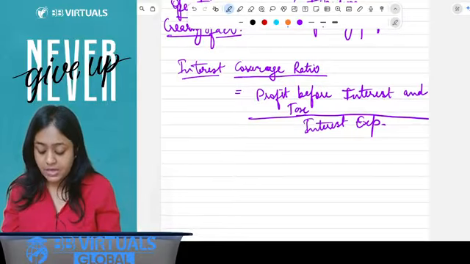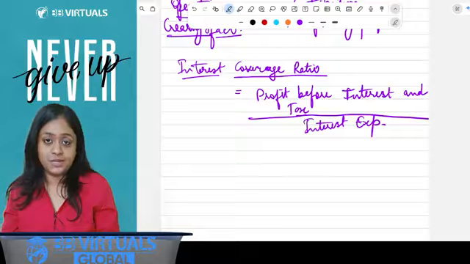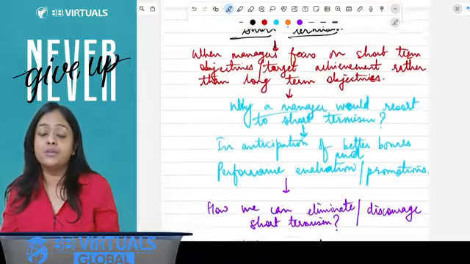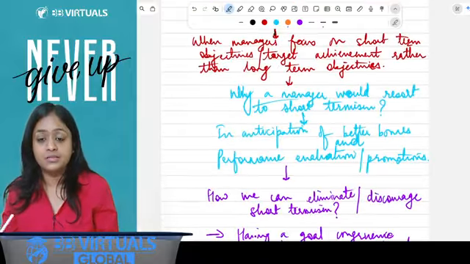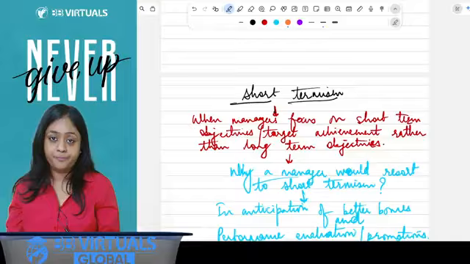Then we have interest coverage ratio, which is PBIT divided by interest expense. How many times the interest is getting covered by PBIT? Of course, the more the interest coverage, more beneficial for the entity.